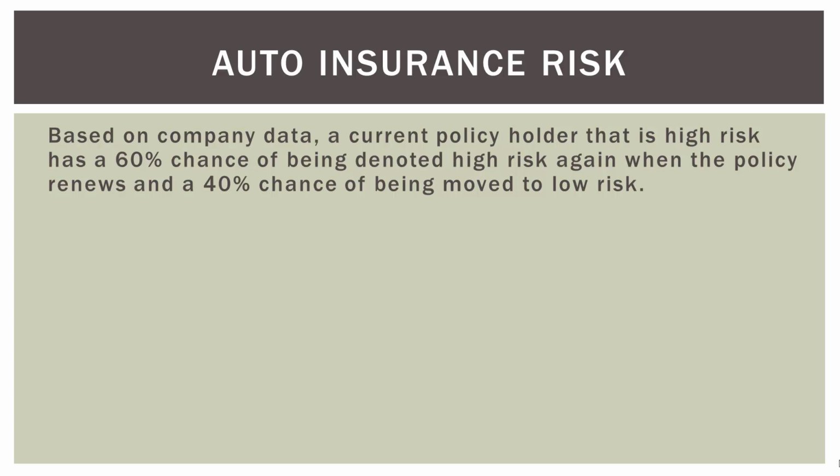So if someone's high risk now, there's a 60% chance they will have a ticket in the next 12 months and therefore be high risk when they renew. There's a 40% chance that they will not have a ticket over the next 12 months and will therefore be low risk.